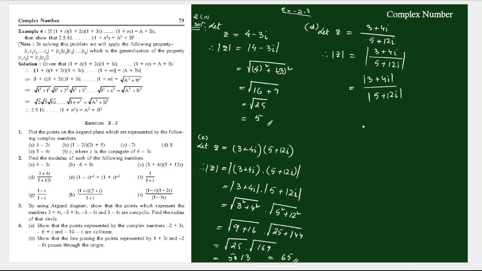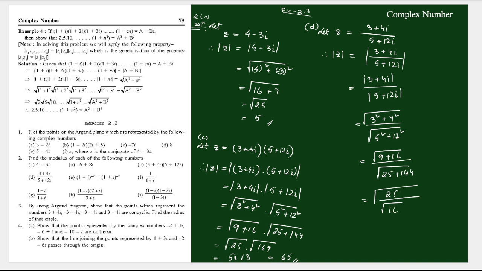And now it is easy, right? Then use the formula: root over 3 square plus 4 square over root over 5 square plus 12 square. Hey, this is same. This is 9 plus 16, and this is your 25 plus 144. So this is your 25, this is your 169. So 5 and then 13. This is your answer.